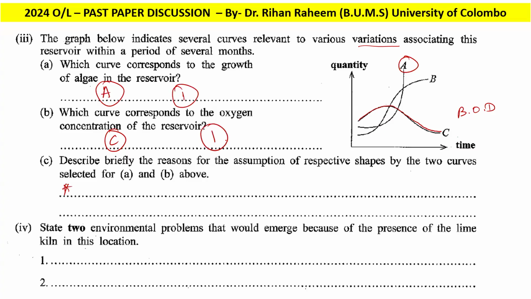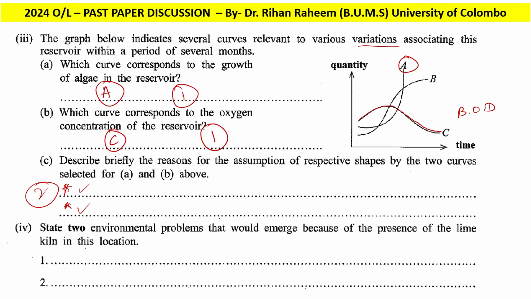Here 1 mark, here 1 mark, and here there are another two marks. Due to the phosphate and nitrate concentration, algae growth increases, green algae, uncontrollably. Due to the lack of photosynthesis and the death of aquatic organisms, biological oxygen demand increases, or the amount of oxygen reduces day by day. Okay, you have to write 2 points: one related to A increasing, one related to C decreasing.